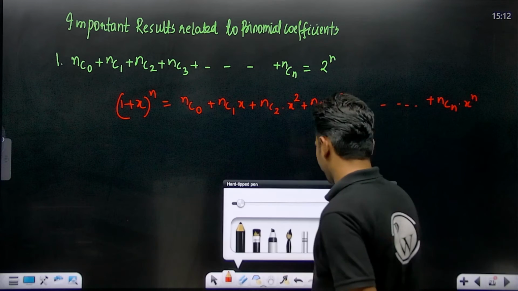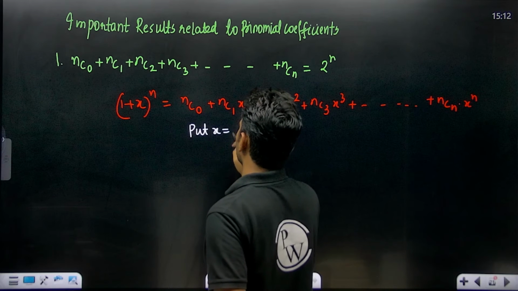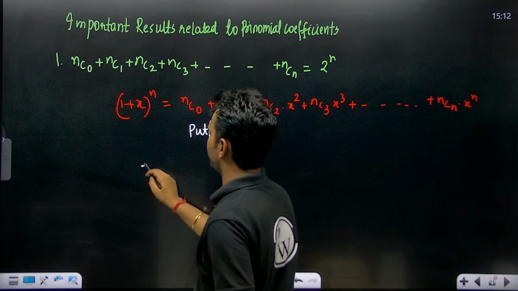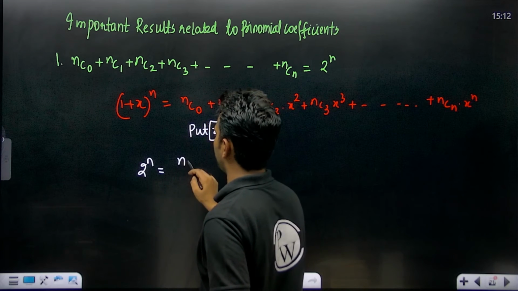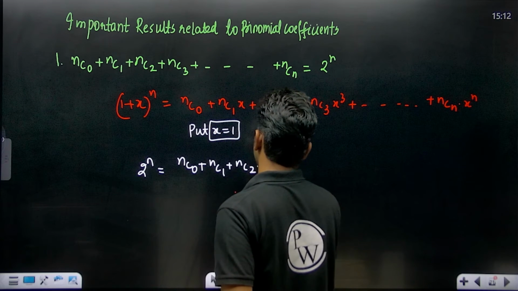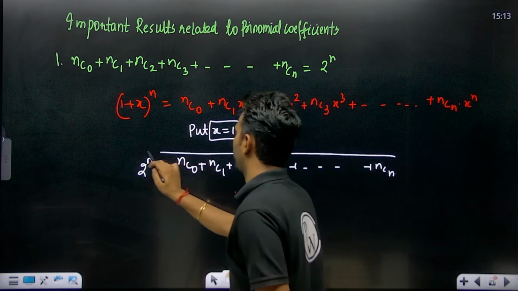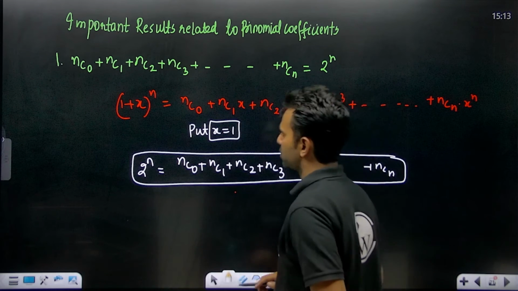Yes or no? If in this we put x equal to 1, then we can see that over here it will become 2 to the power n, and over here it will become nC0 plus nC1 plus nC2 plus nC3 and so on till nCn. Yes or no, everyone? Okay, this is formula number 1.